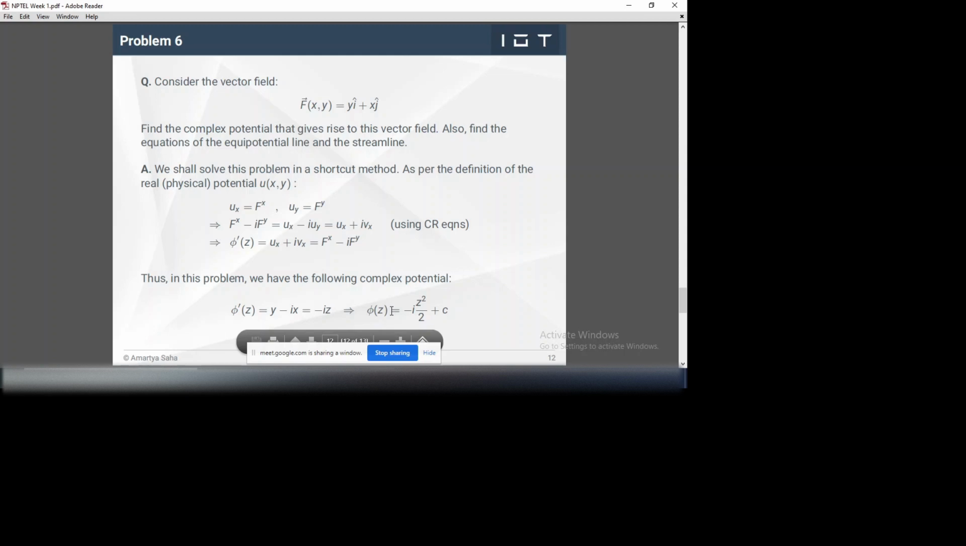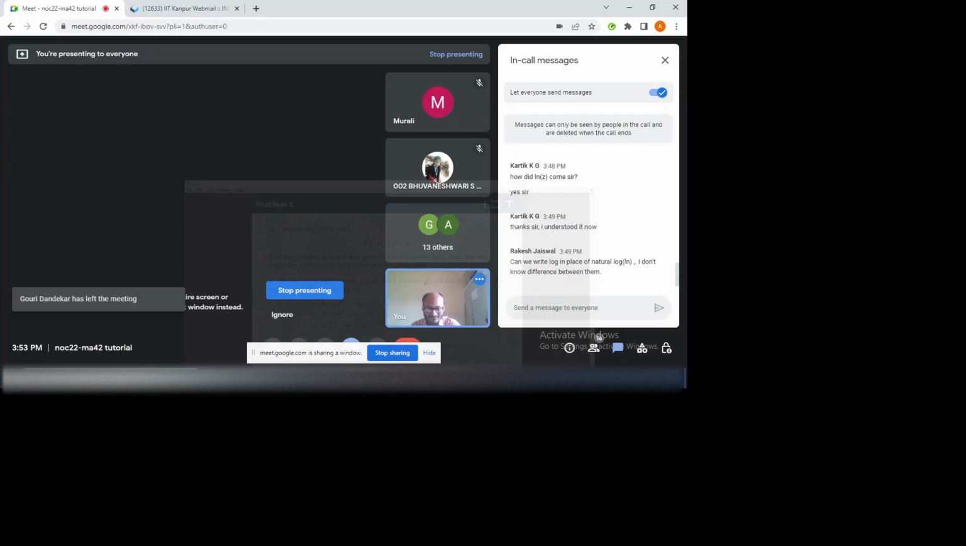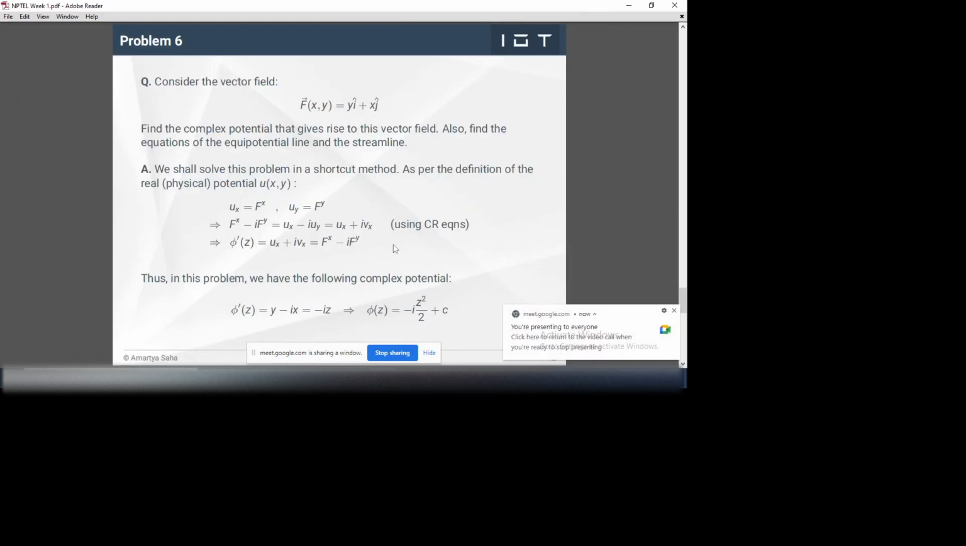So this is an easy integration. So phi z is minus i z square by 2 plus some constant which is always there. So now we directly calculate the complex potential, which is phi z equals minus i z square by 2. Then to find the equipotential line and the streamline, we have to separate out the real part of this complex potential and the imaginary part of the complex potential.